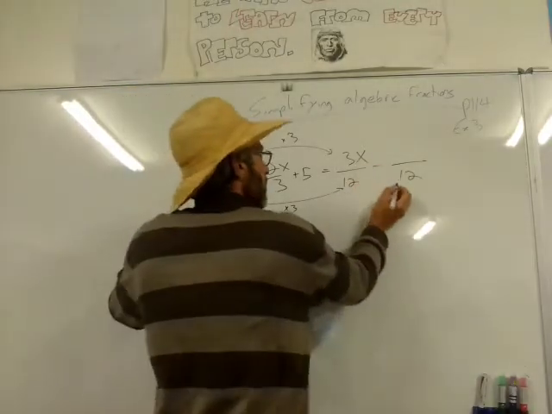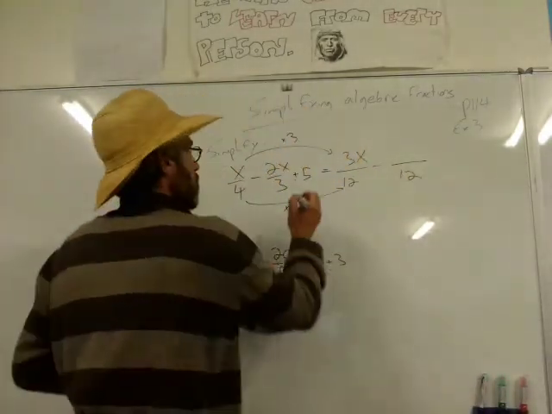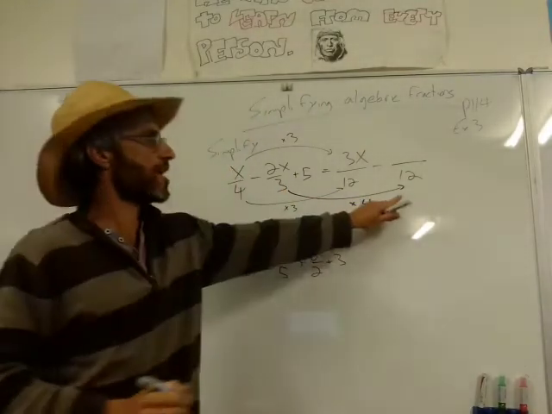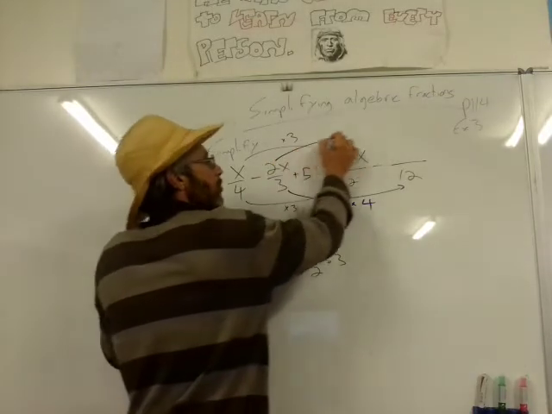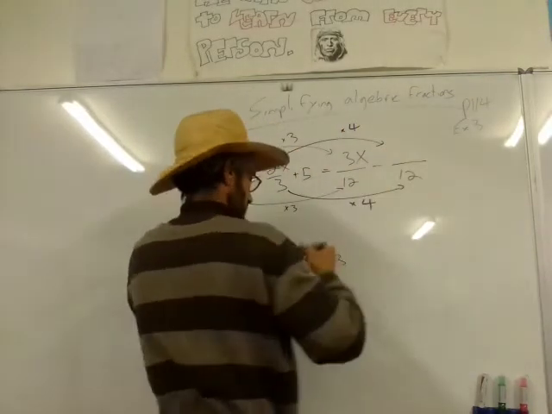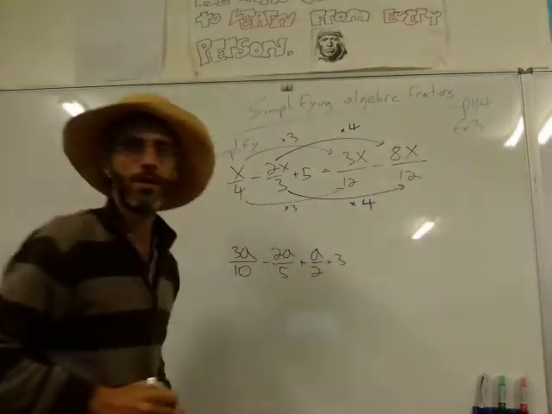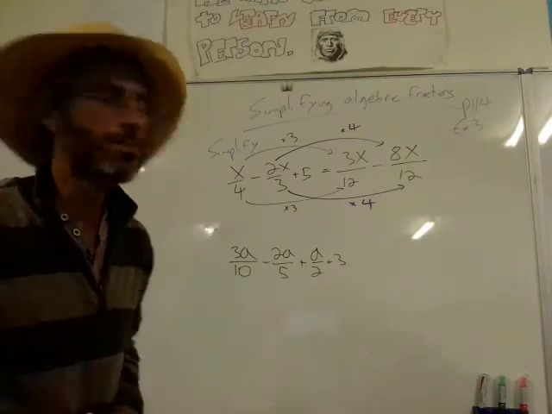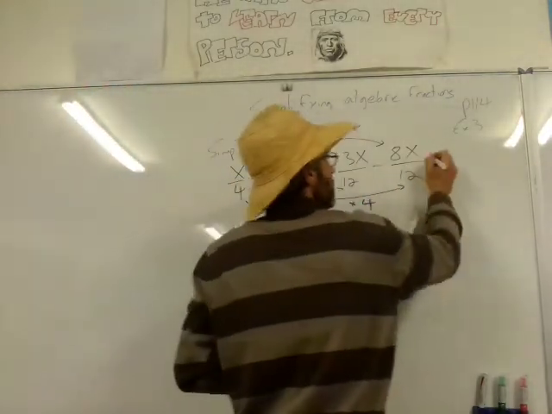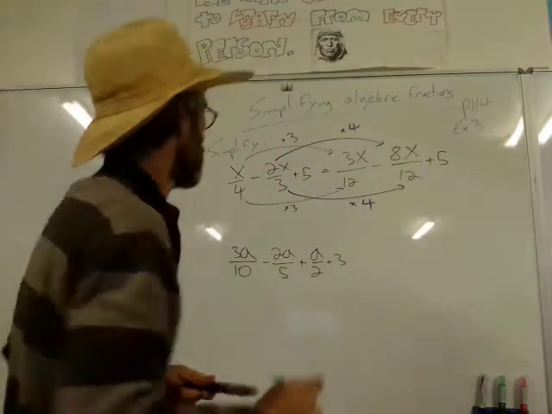The same thing we're going to do here. Let's use another color. The 3, I multiply by 4 to get to 12. So I'm going to have to multiply the 2x also by 4, and I'm going to get 8x. I made sure they have the same denominator. The 5 I didn't touch. I just left it. Just 5. Now, what do I get?